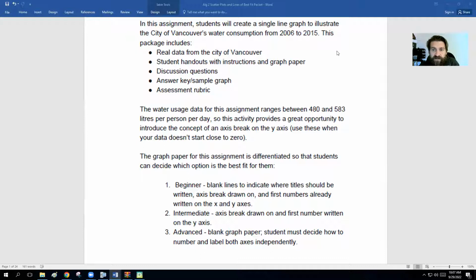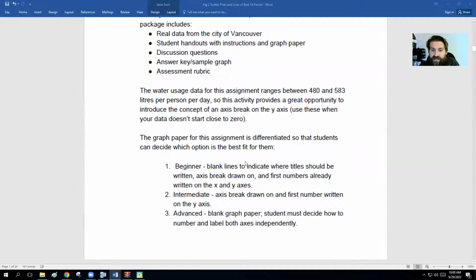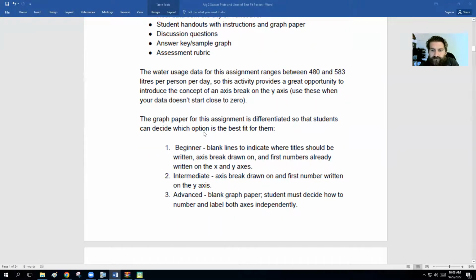All right, there's some graph paper on here, some discussion questions, and some other things that you guys will see here. But the water usage data, there's no answer key. I guess I took that off the packet. This data is going to range in values from 480 to 583 liters per person per day. So this activity gives us an opportunity to talk about the axis break and what we'd want to do so we don't have to start so close to zero.